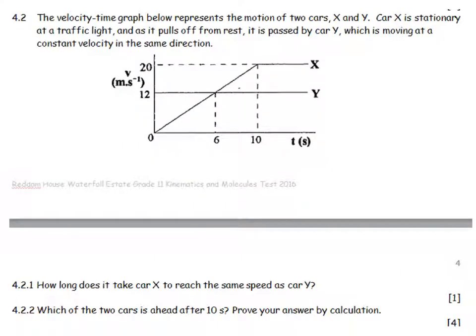The velocity time graph below shows the motion of two cars. Car X is stationary at a traffic light, and as it pulls up from rest, it is passed by car Y, which is traveling at a constant velocity in the same direction. How long does it take car X to reach the same speed as car Y? Speed is velocity on this axis. At 6 seconds, they have the same speed. They have exactly the same reading. It's 12 on there. So that happens at 6 seconds.